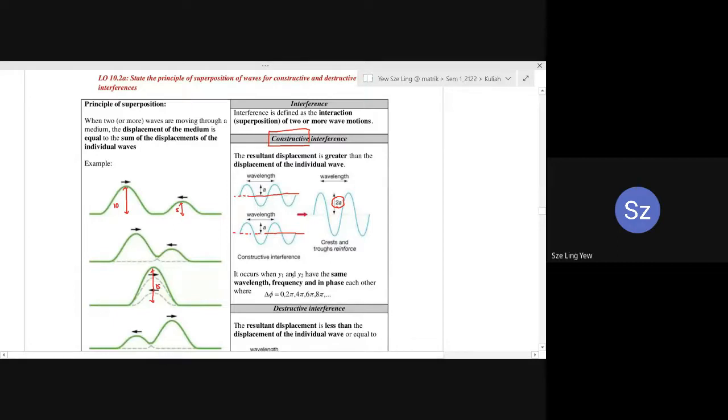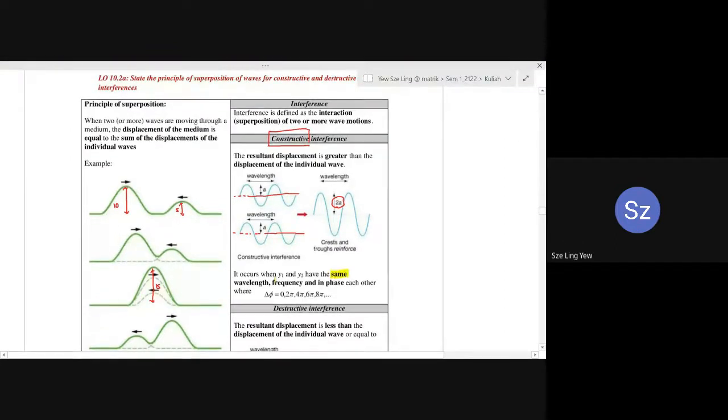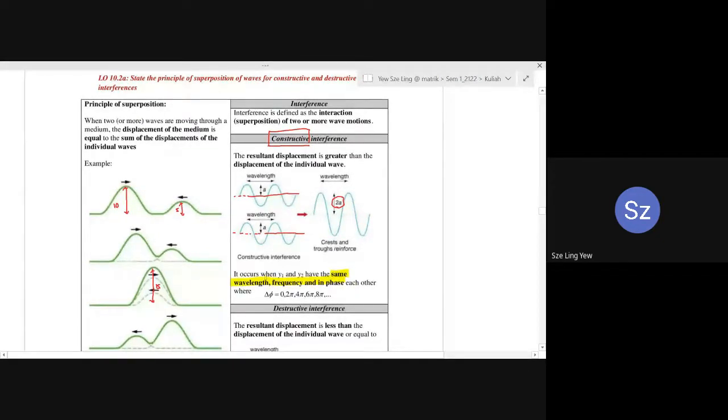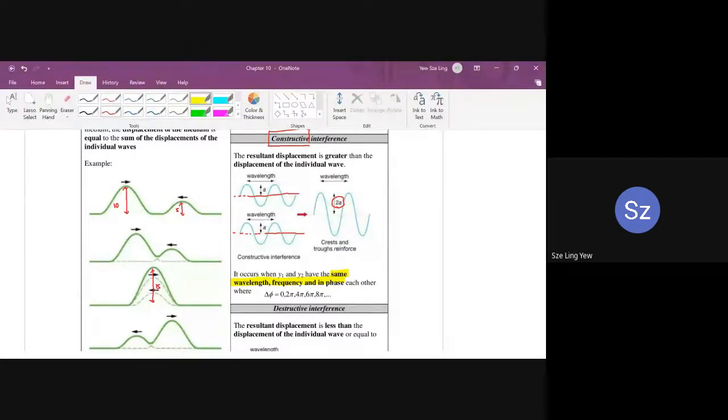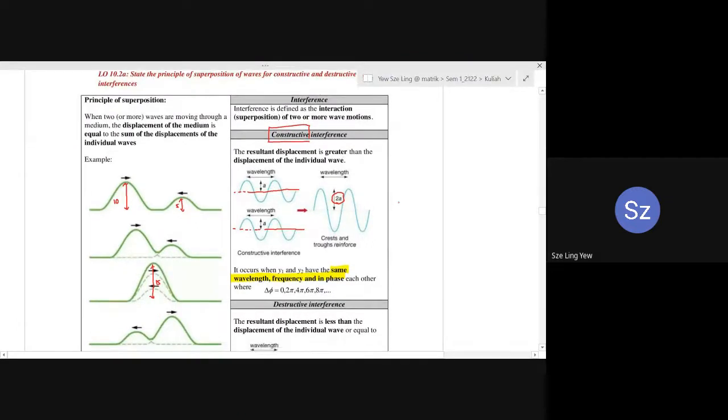It occurs when y1 and y2 have the same wavelength. Now, these are the conditions that you must memorize, and usually they like to ask this in objective questions. It occurs when y1 and y2 have the same wavelength, the same frequency, and they are in phase. So the phase difference between them is 0, 2 pi, 4 pi, 6 pi, 8 pi, and so on. If they are in phase and they overlap each other, with the same wavelength and the same frequency, then they give you constructive interference.